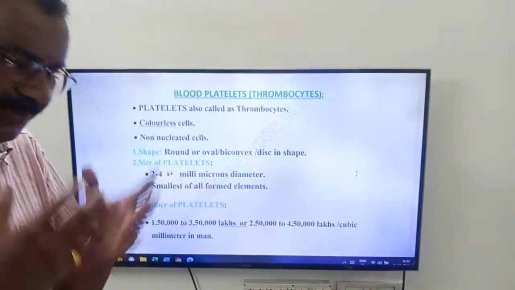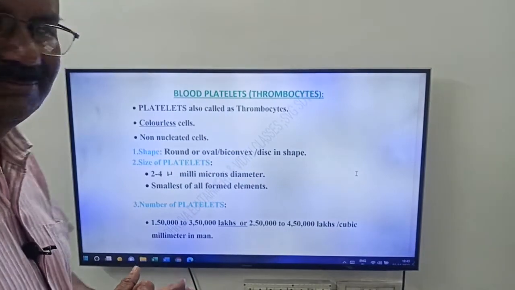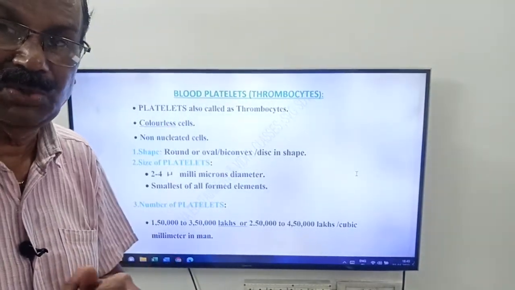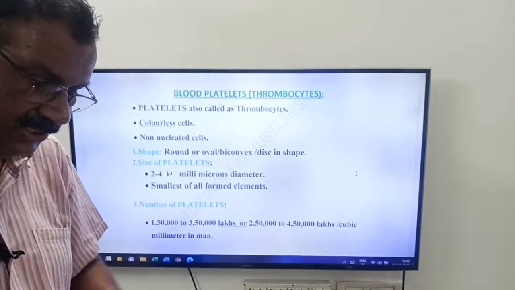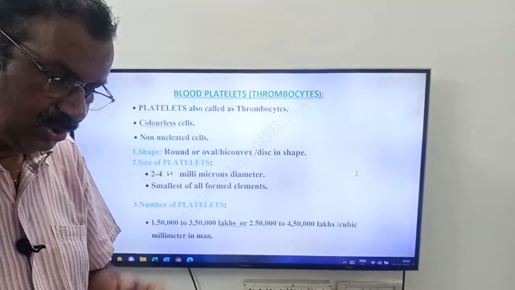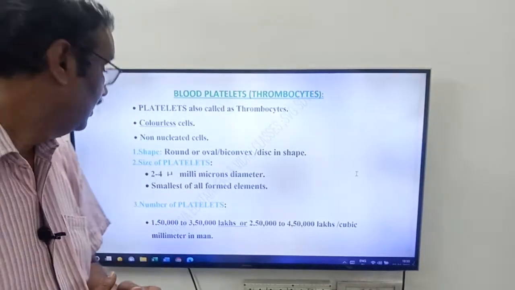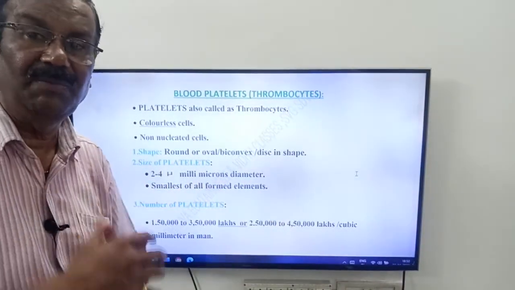Now see their size, friends. They are 2 to 4 millimicrons in diameter. RBC 8.2 millimicrons. WBC 8 to 20 millimicrons. Blood platelets 2 to 4 millimicrons. So these are the smallest blood cells. Smallest of all formed elements. Smallest of all blood cells.